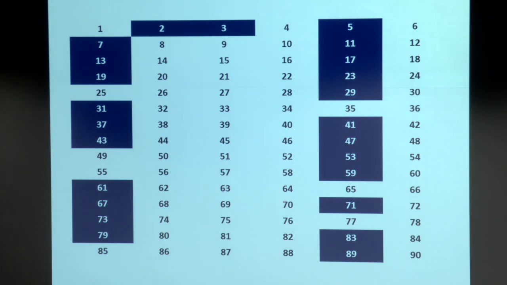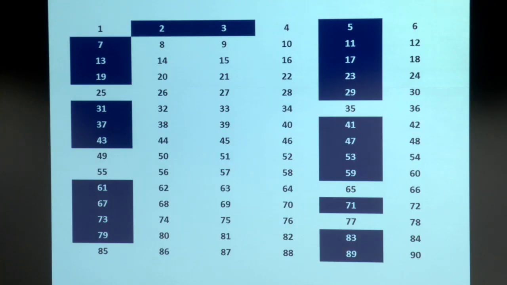So what this slide and that little bit of reasoning shows is that apart from 2 and 3, every prime in the world is 1 less than a multiple of 6 or 1 more than a multiple of 6. Isn't that nice? It's so good, I'm going to say it again. Apart from 2 and 3, every prime in the world is 1 less than a multiple of 6 or 1 more than a multiple of 6.